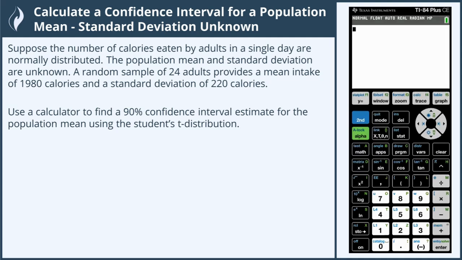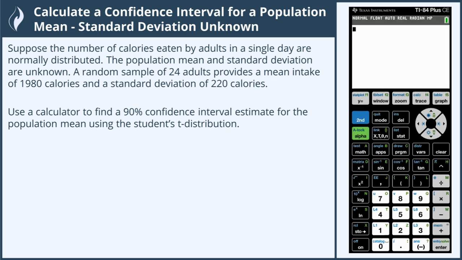Okay, so we're doing a confidence interval for a population mean, standard deviation unknown. And I want you guys to assume that you're not told that, because I want you to be able to read these word problems and identify that situation regardless of whether it's told to you. So we're going to assume that's not told to us.